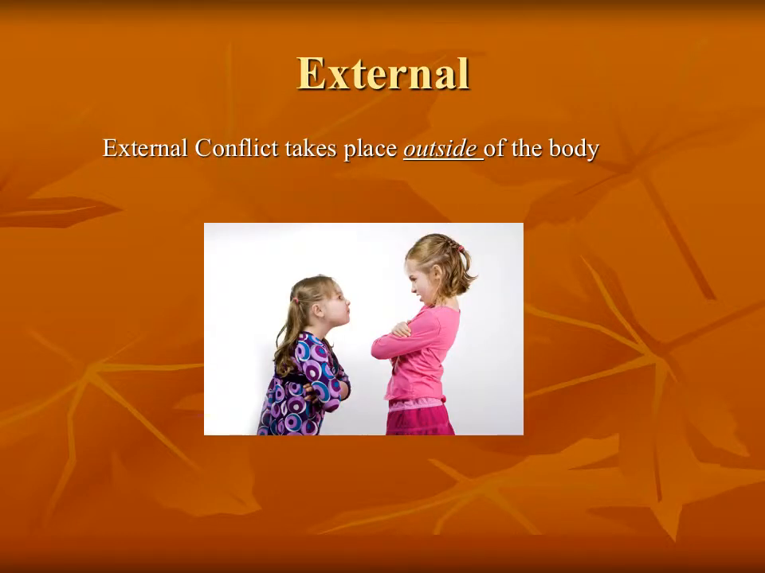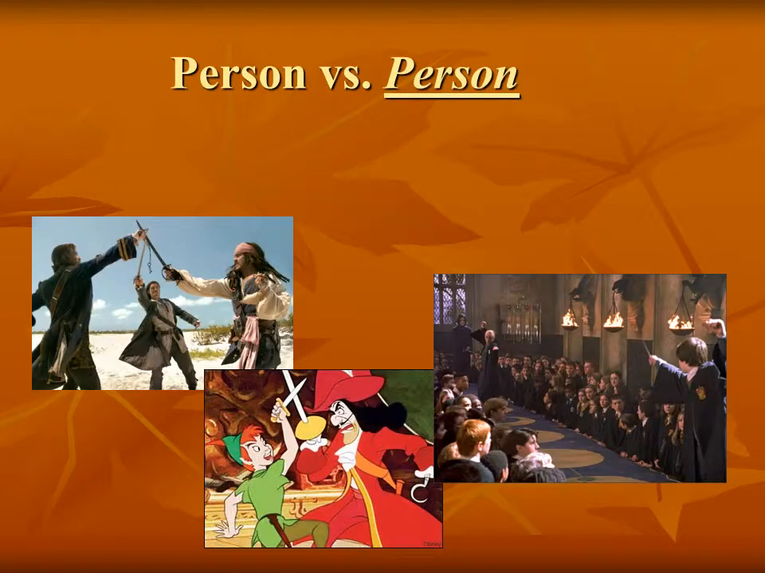So, conflict. Now, the first definition that we have to make of conflict is that it can be divided into two categories, essentially: external and internal. Now, when we talk about external conflict, we are discussing conflict that takes place outside of the body. And in its turn, external conflict can be divided into various subcategories. The first type, or the first subcategory of external conflict, is entitled person versus person.